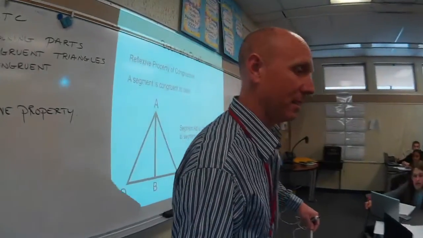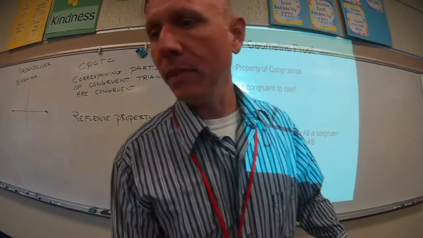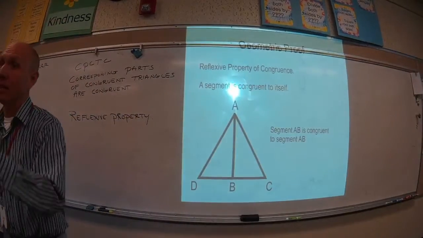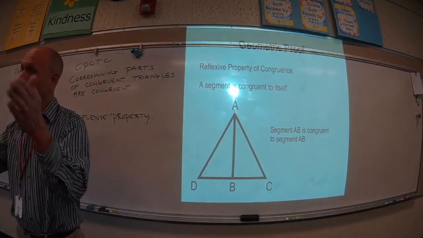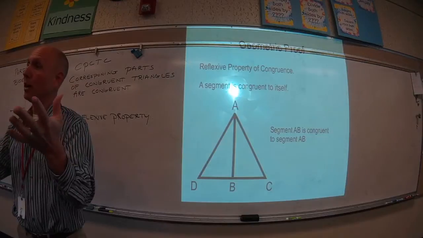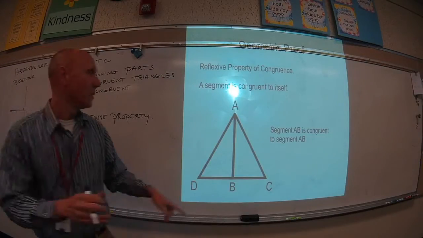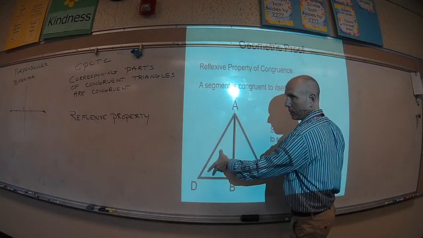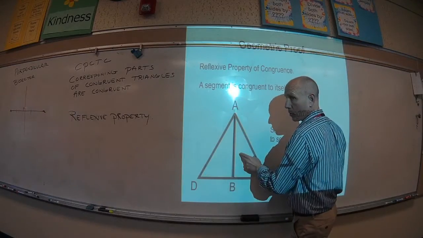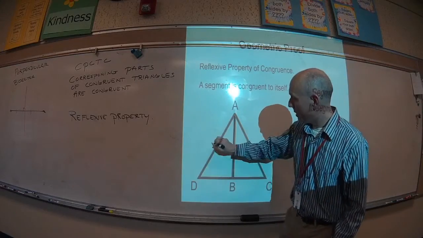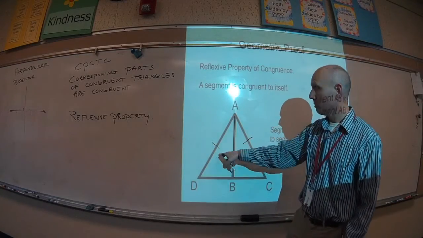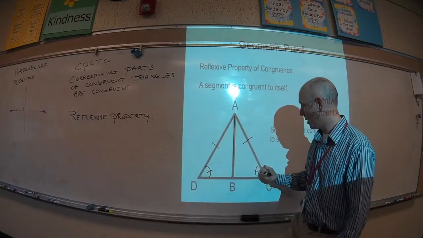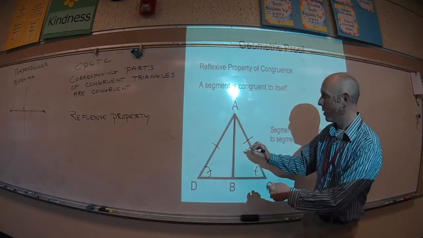Why is that a property? Because there are going to be times that we're going to have to say, hey, this guy right here, we're actually using it in two different triangles, but it is the same piece. Is he a part of this triangle? Yes. Is he a part of this triangle? Yes. Are these two guys congruent? Yes.